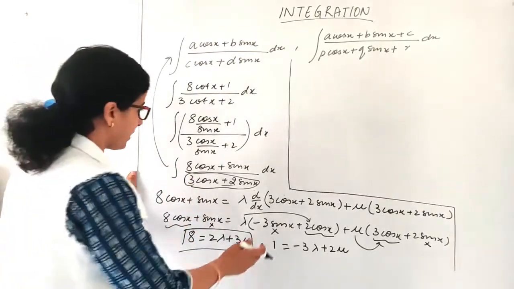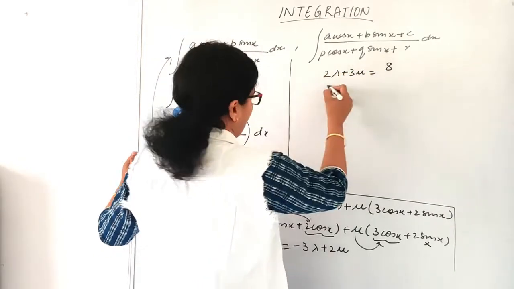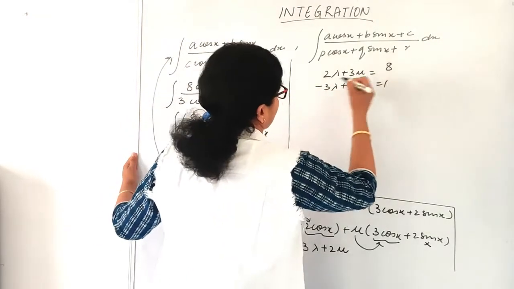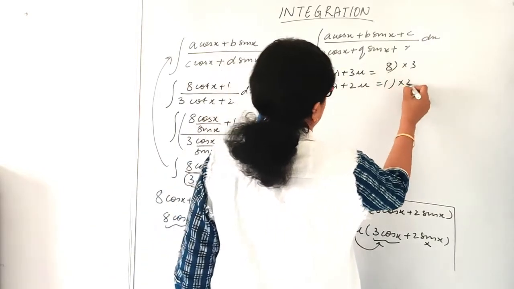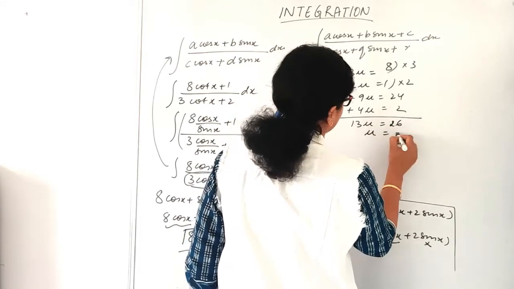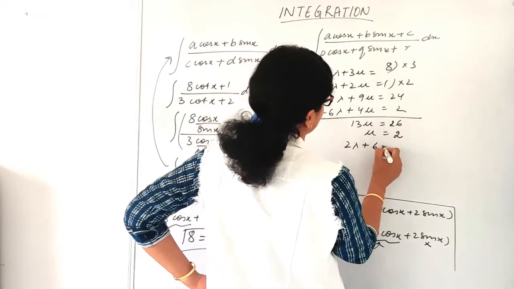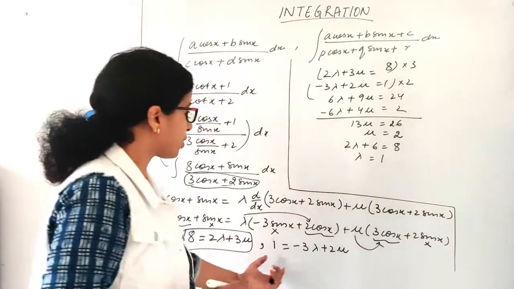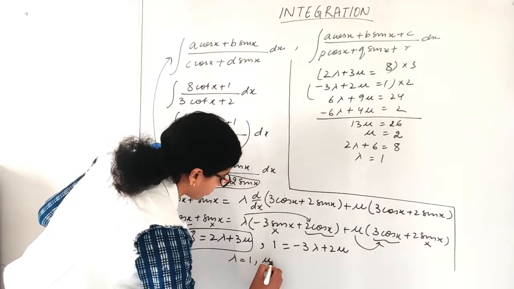So now let us solve. 2 lambda + 3 mu equals 8 and minus 3 lambda + 2 mu equals 1. Multiply the first by 3 and the second by 2. So I am getting 13 mu equals 26, means mu is equal to 2. Let us substitute and get the value of lambda. 2 lambda + 6 is equal to 8, so lambda is equal to 1. So after solving the equations, I got lambda as 1 and mu as 2.